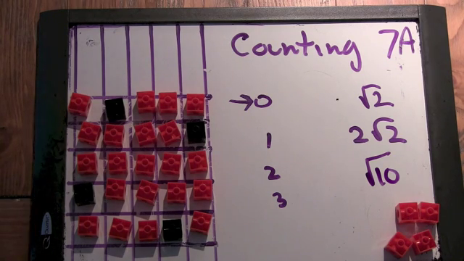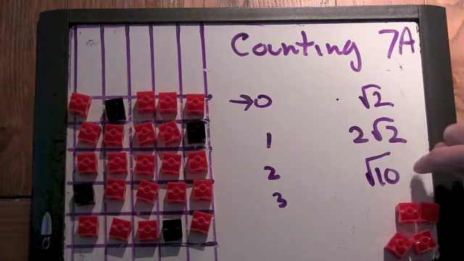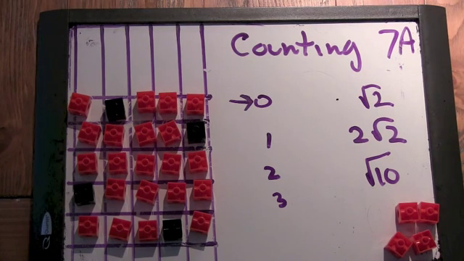Well, there's another root 10. Yeah, well, that's the same size, so we're just trying to write down our cases here. You've got 0, 1, 2, 3, root 2, 2 root 2, you've got a root 10. Can you find anything else? But we can't make a 2 root 10.